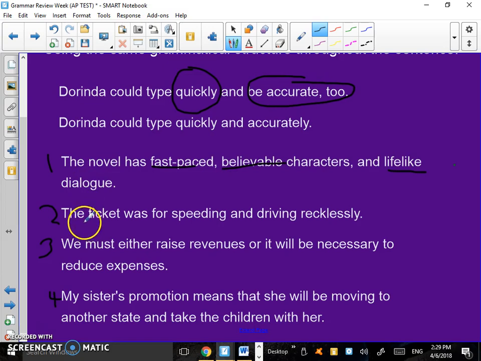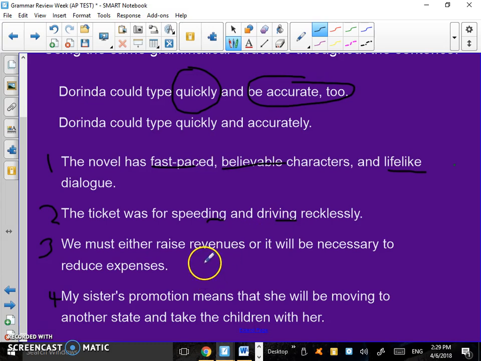Okay, the second one, "The ticket was for speeding and driving." Sorry, "The ticket was for speeding and driving recklessly." So speeding and driving both have the same ending, so this one is parallel. You don't need to change anything in this one.